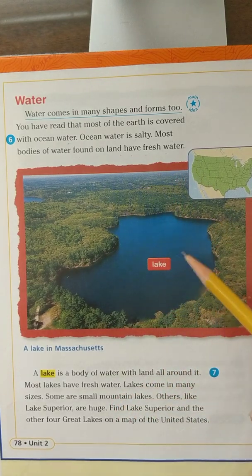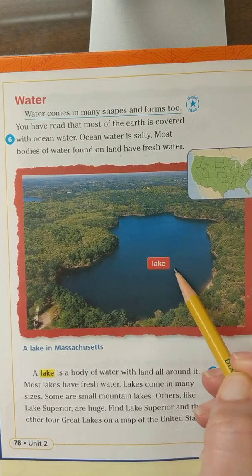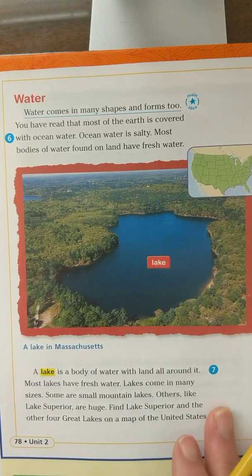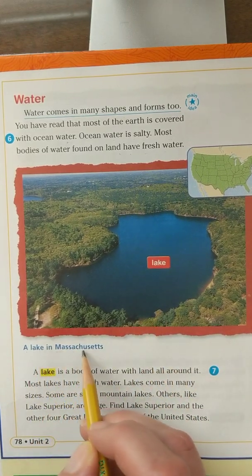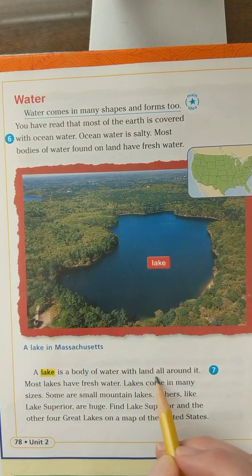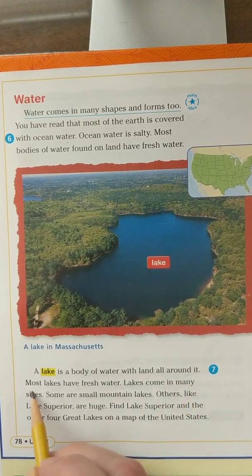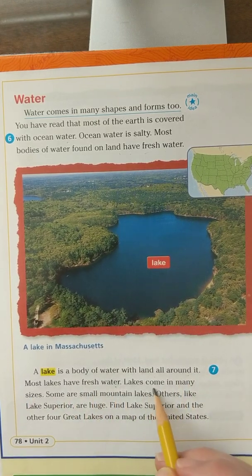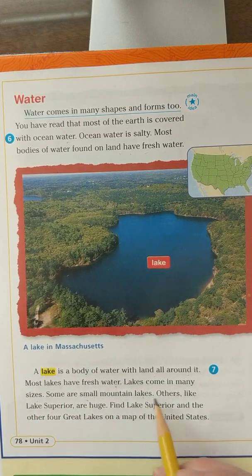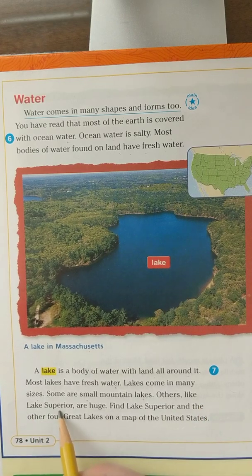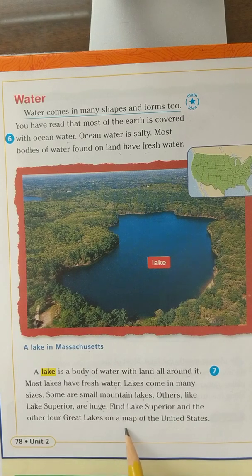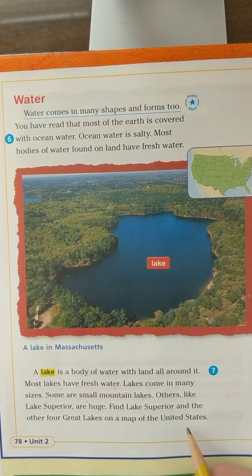So one kind of water on land would be a lake. Okay, do you see this is the land, this is water on the land, and it is a lake. This is a lake in Massachusetts. A lake is a body of water with land all around it. Most lakes have fresh water. Lakes come in many sizes. Some are small mountain lakes. Others, like Lake Superior, are huge. Find Lake Superior and the other 4 Great Lakes on a map of the United States.